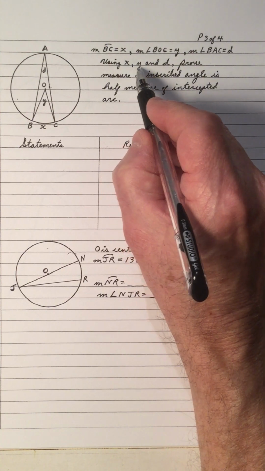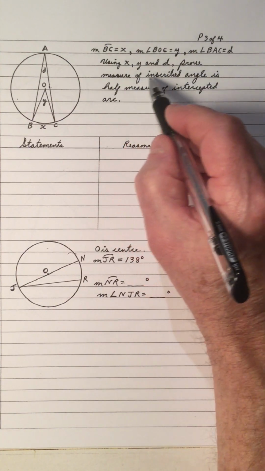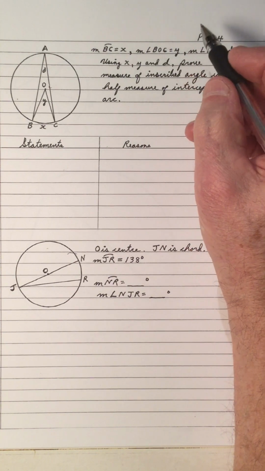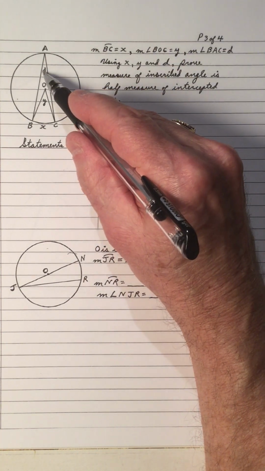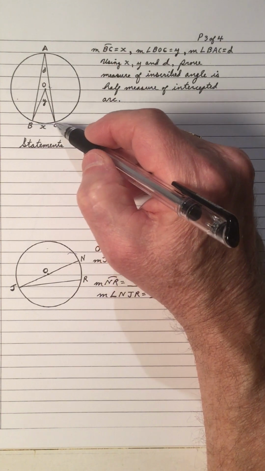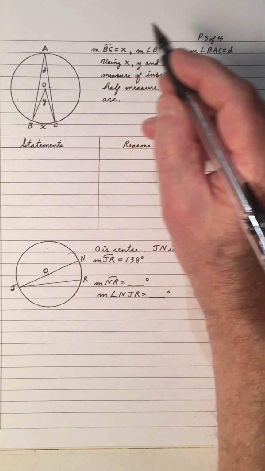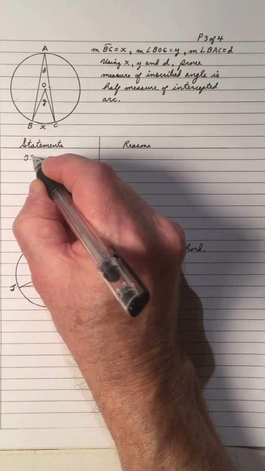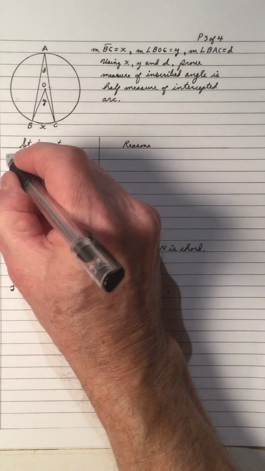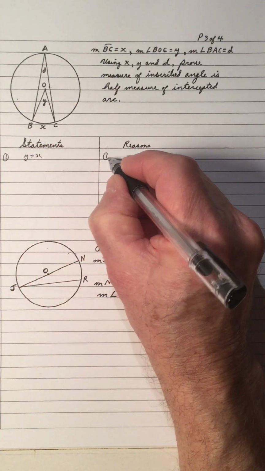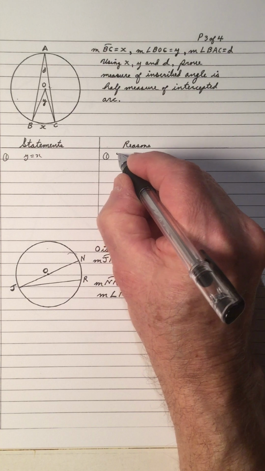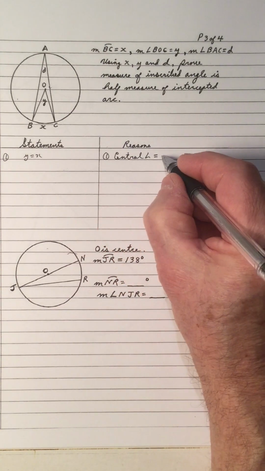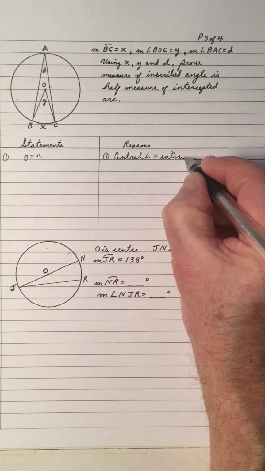Using X, Y, and D, prove the measure of the inscribed angle is half the measure of the intercepted arc. So we're going to prove that the inscribed angle, which is D, is half this intercepted arc X. Starting out, we have number 1: Y is equal to X. Why is Y equal to X? Because the central angle is equal to the intercepted arc.